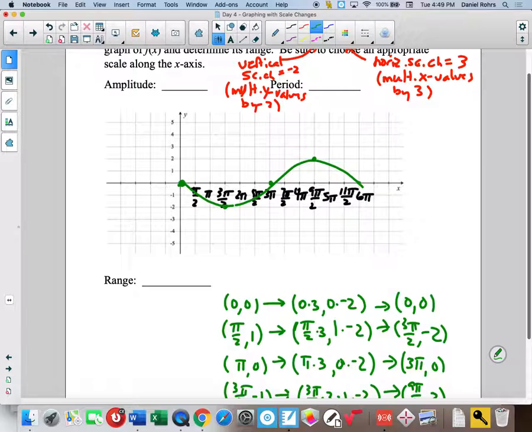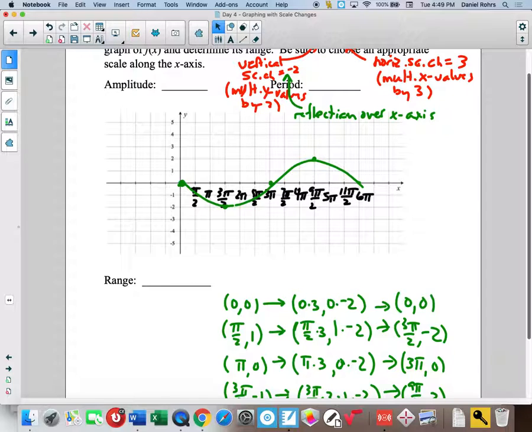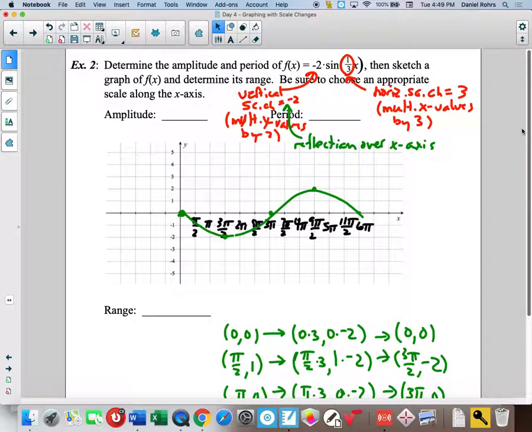Because this is a negative, you also have a reflection over the x-axis. I often get the question, well, what if the 1/3 had been negative? If the 1/3 had been negative, then you would also have a reflection over the y-axis. So that's what would happen with those points: you get this reflection image over those two.